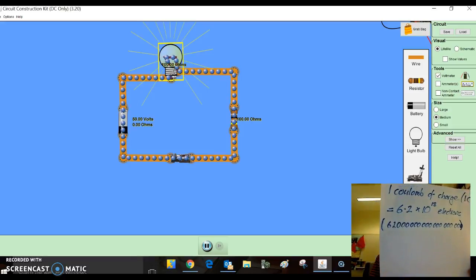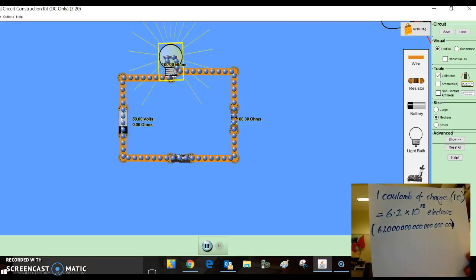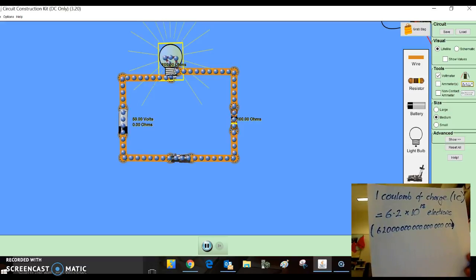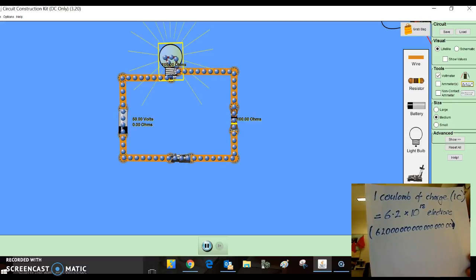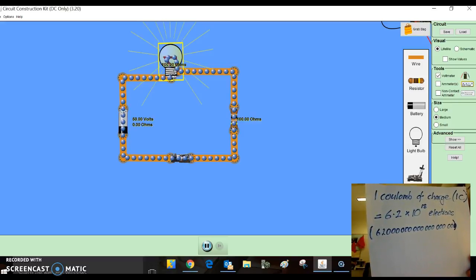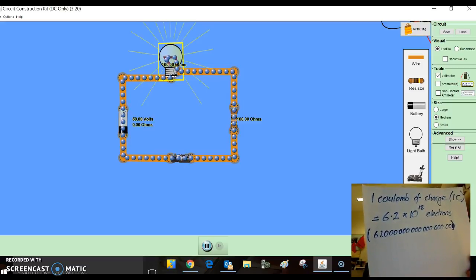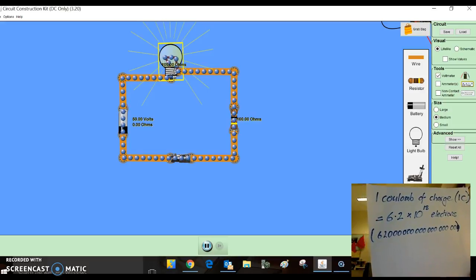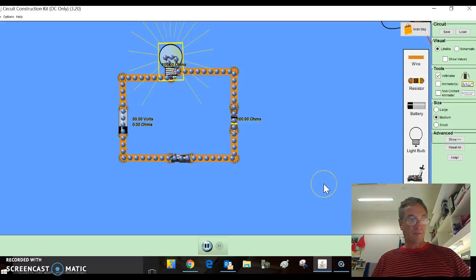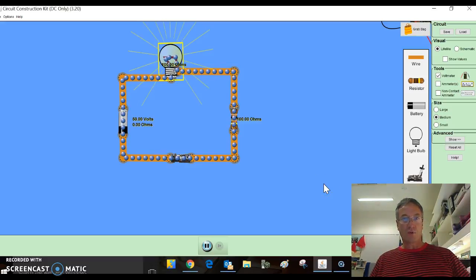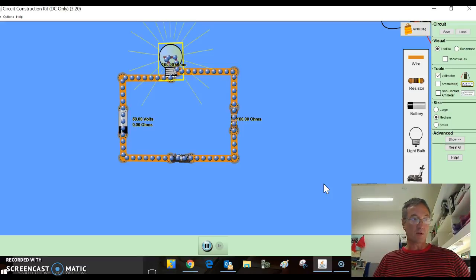A coulomb of charge, which has the unit symbol C, so you can see there I've written 1C, that means 1 coulomb. A coulomb of electrical charge is equal to 6.2 times 10 to the power of 18 electrons. So I've written that there, that's 62 followed by 17 zeros. That's a lot of electrons. I think it's about 1 electron for every grain of sand on the world's beaches. So there are a lot of electrons in a coulomb of charge.